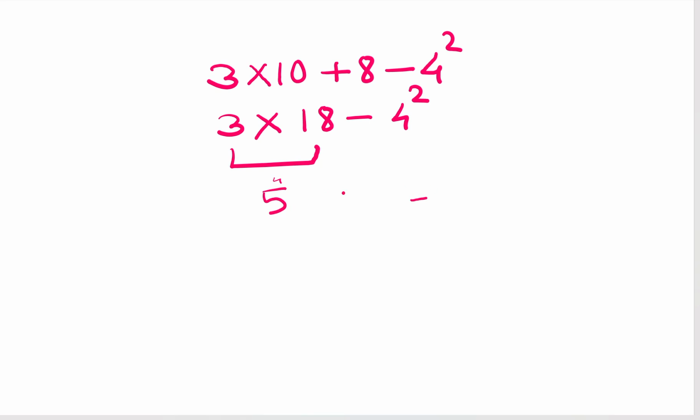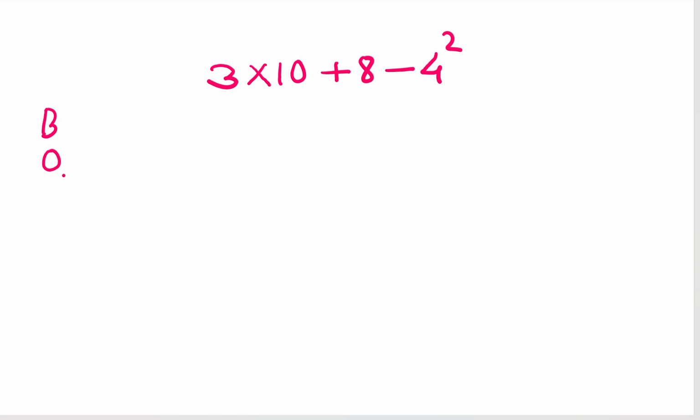So the correct method will be solved according to the BODMAS rule. Here, B means bracket, but there is no bracket given in this example. So then we go to order. Order means exponents, square root, etc.